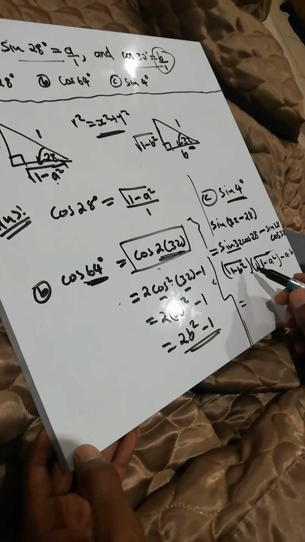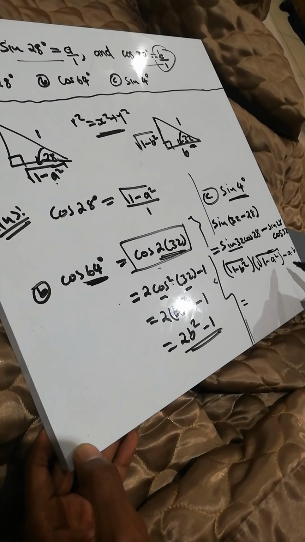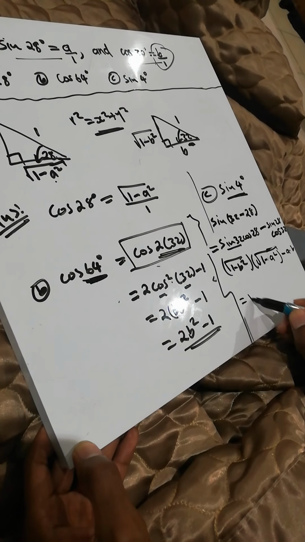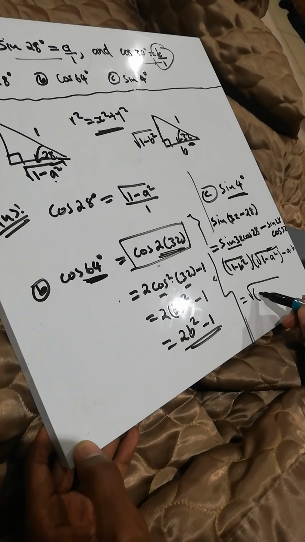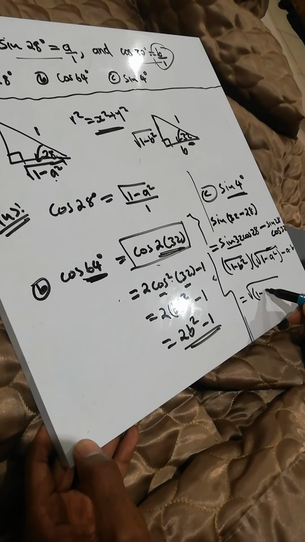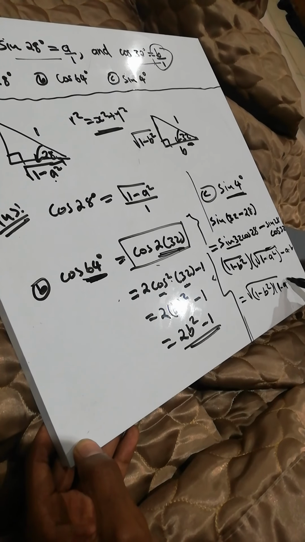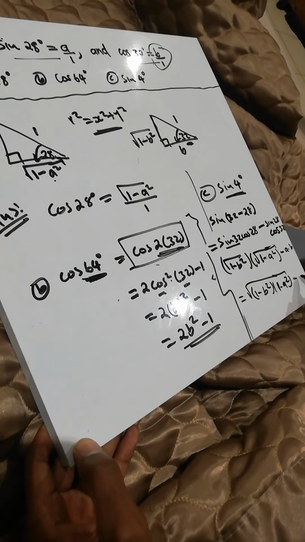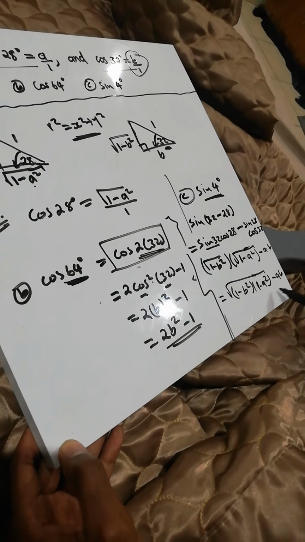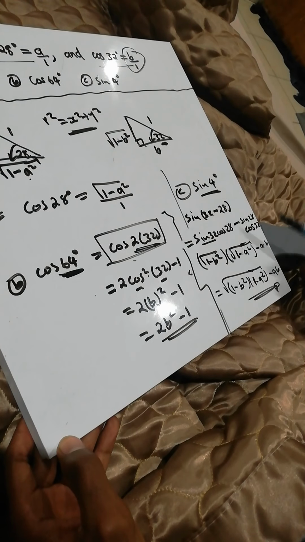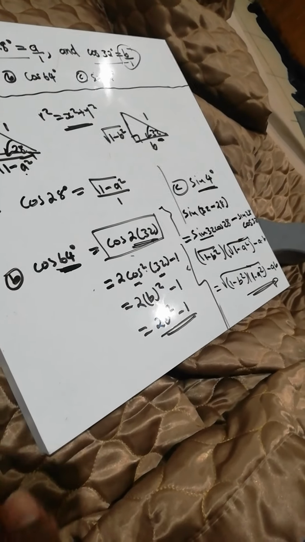Therefore, I'm not going to the simplest form of this one, but I'm going to stop on this step where I just multiply this one. Then it's going to become root of 1 minus b squared times root of 1 minus a squared minus ab. You can go further if you're a genius, but I'll stop here. So we actually solved these problems in terms of A and B.